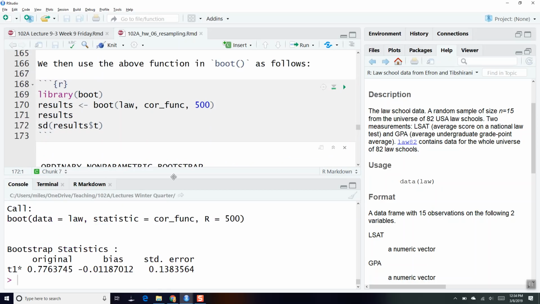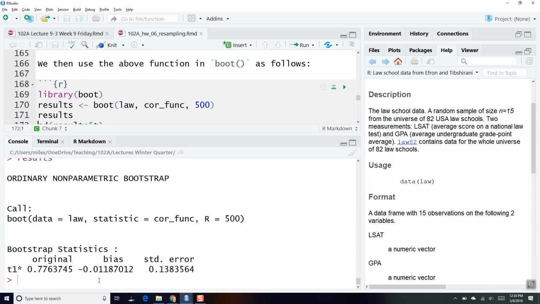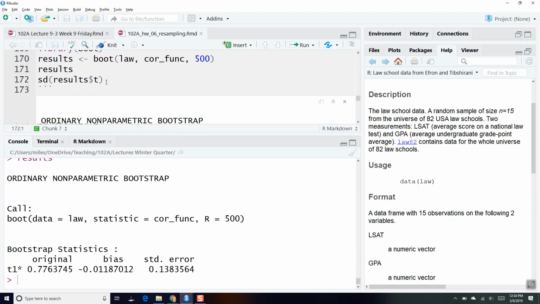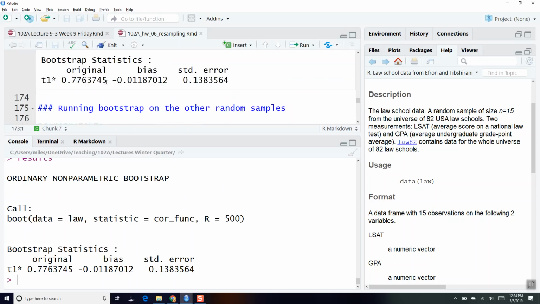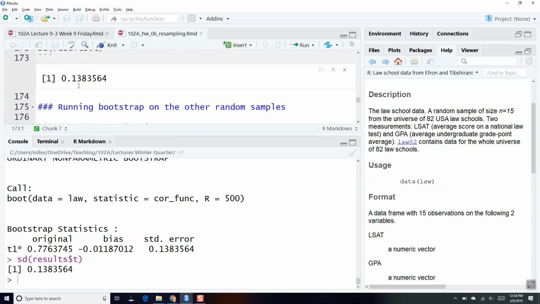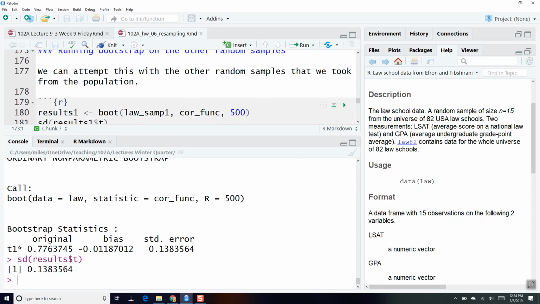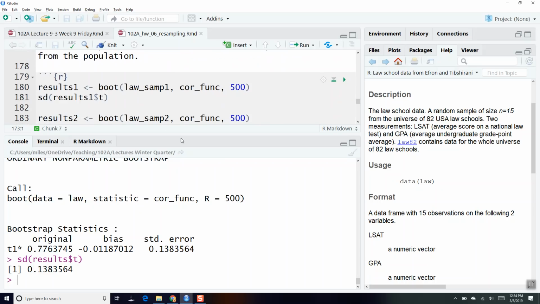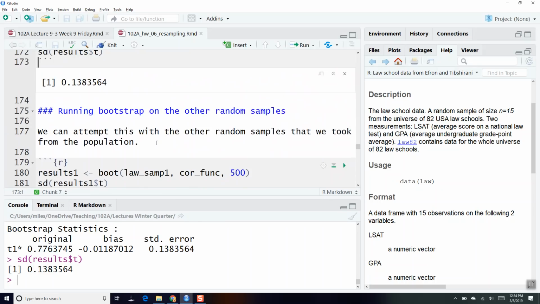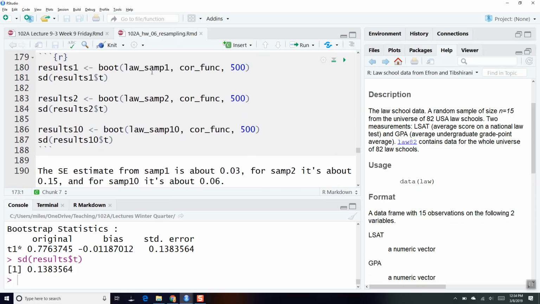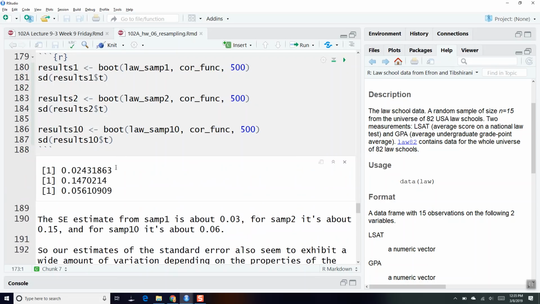And so here's kind of the results. This is the summary that it produces, and here we're interested in the standard error of the sampling distribution, okay? So we're going to take results$t, and we'll just ask for the standard deviation of that. And it gives us a standard error of 0.138. Okay. We could do this for any of our other samples, and so again we saw different things, and we get drastically different standard errors.